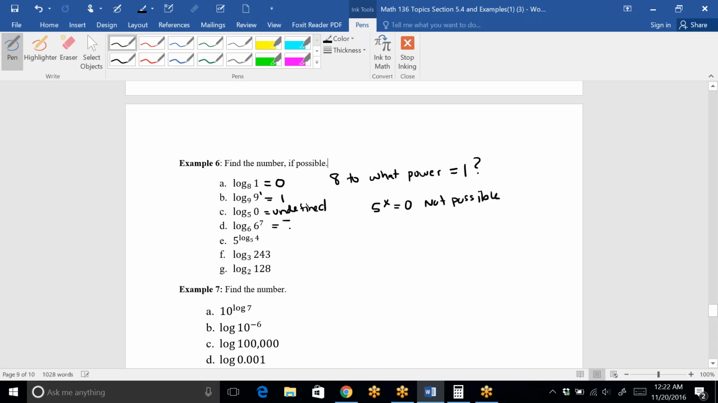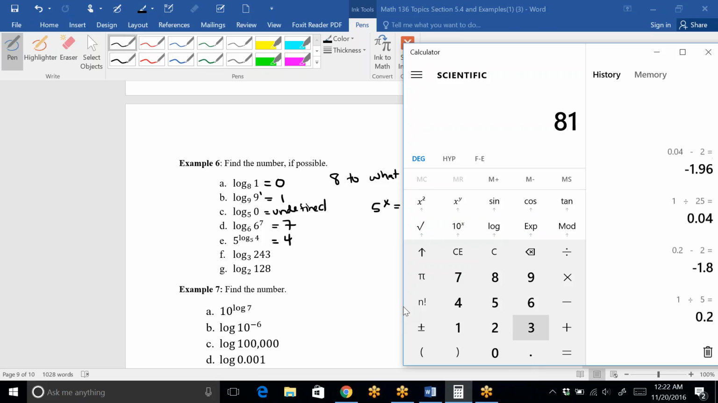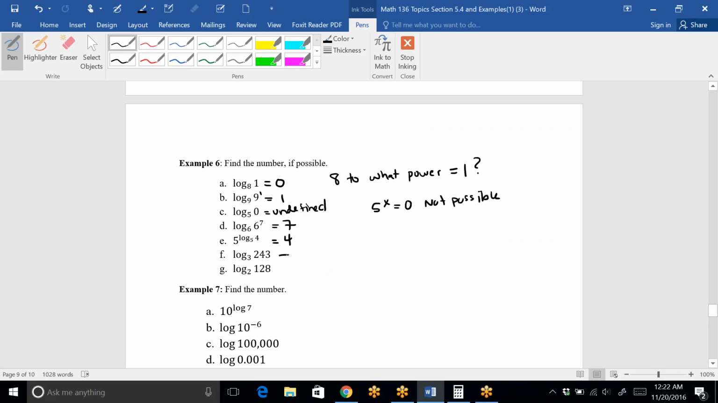Bases match, so the answer is just the exponent. Bases match, the answer is the other number. This guy, you don't see that right away, but you can think about 243. Is that a power of 3? 3 to the 4th power? Nope. What is that? That is 81. 3 to the 5th power would be 243. So you could rewrite this as log 3 of 3 to the 5th. So that means the answer would just be 5.